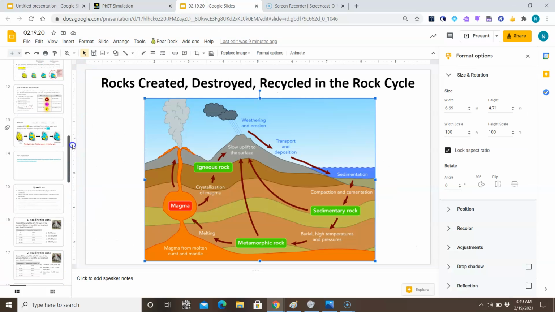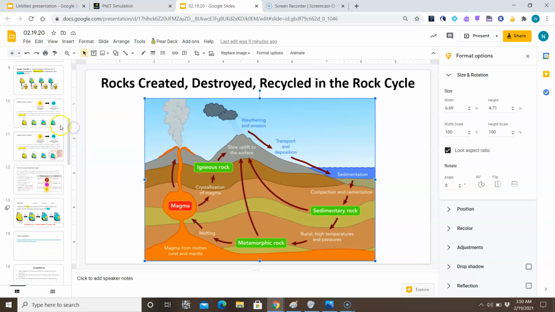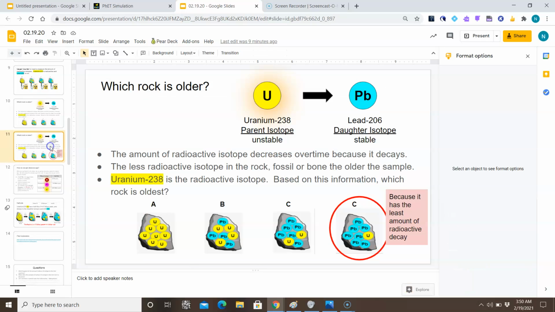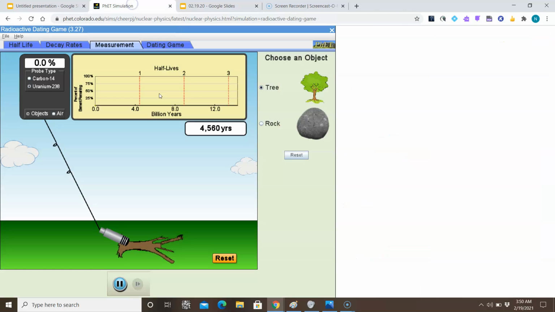I'm going to go back into the slides that we had for today. So remember, back in the slides, we talked about the amount of radioactive isotope decreases over time because the radioactive isotope is decaying. And the less radioactive isotope you have, the older the sample, right? So we need to know how much radioactive isotope we have in order to determine how old the sample is, how old the rock, the tree, the bone, whatever. Now, does this have any uranium in it? Based on that answer, do you think we can use uranium? We need to know the amount of uranium. Do you think we can use it to measure the age of this tree?